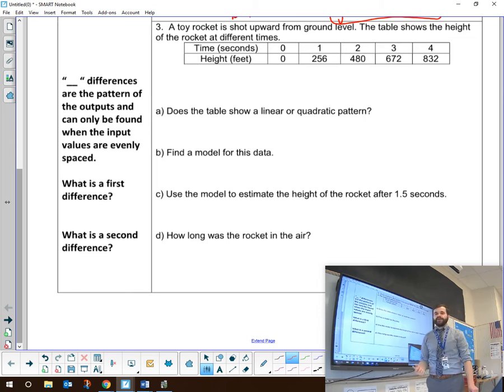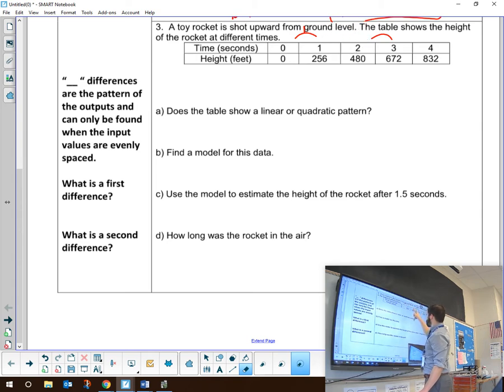Well, for a linear pattern, it has to go up evenly, right? So as I go up here from 0 to 1, that's 1. From 1 to 2, that's a 1 point difference. From 2 to 3, that's a 1 point difference. And from 3 to 4, that's a 1 point difference.